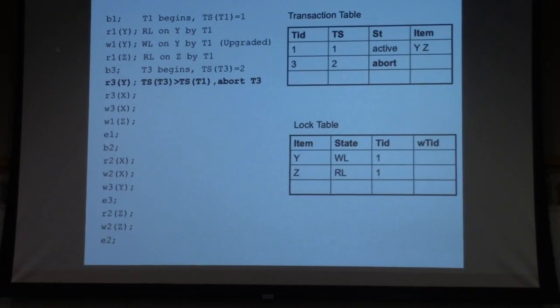So transaction 3 tries to read data item 1. Then check the lock table. Why? There is a 1. So check the TID is 1. Okay? So data item 1, transaction 1, and transaction 2, and what kind of lock?